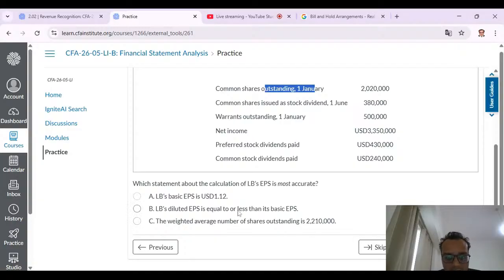Diluted EPS is equal to or less than basic EPS. The weighted average number of shares outstanding is. Which statement about the calculation of LB's EPS is most accurate? It's basic EPS तो wrong है. Second point is that diluted EPS is equal to या तो equal to or less than basic EPS. वो तो हमेशा सही होता है because diluted EPS will not be more than this. The weighted average number, let's go with the second.